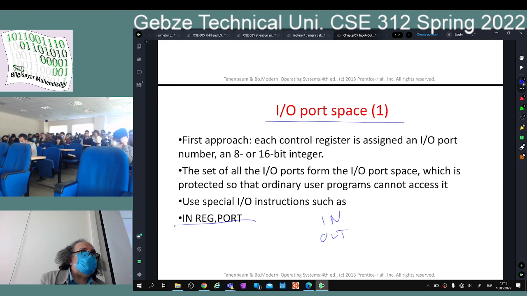The other way of doing it is that some CPU designers say that I don't want to make a new instruction set for communicating with the I/O devices. So what are you going to do? I will assign.